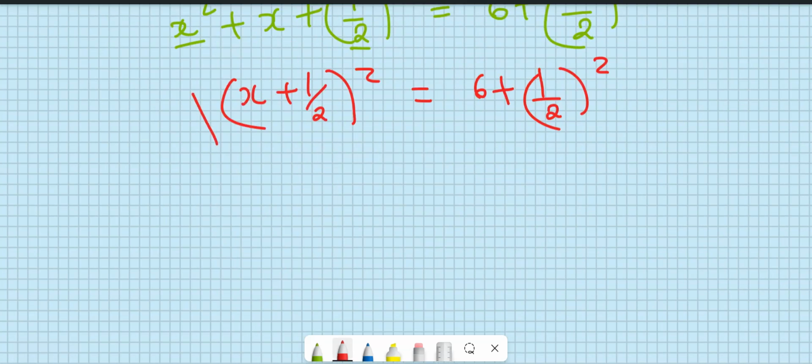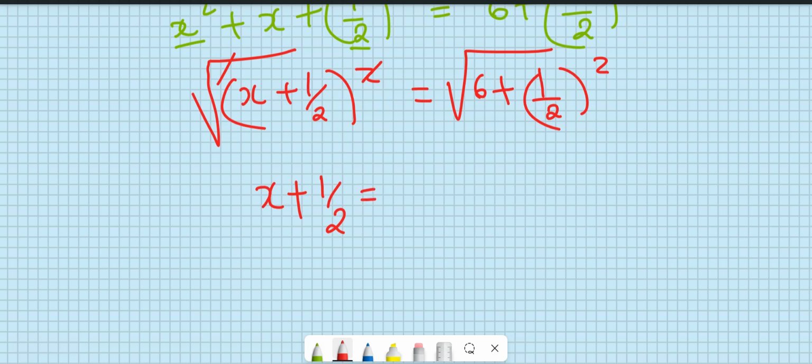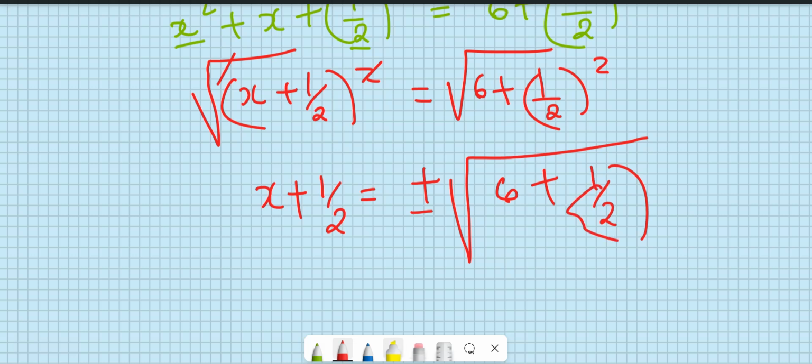Taking square roots both sides, then square roots as well here. So this cancels. Don't make a mistake of cancelling things with this square root, because these are two different units. So you can't just cancel them. So now the next thing is x plus a half equals to plus or minus, because I told you anytime you take a square root you have to include plus or minus. So square root of 6 plus 1 over 2 squared.